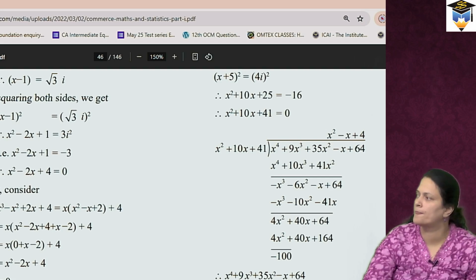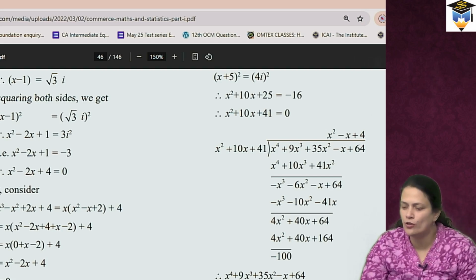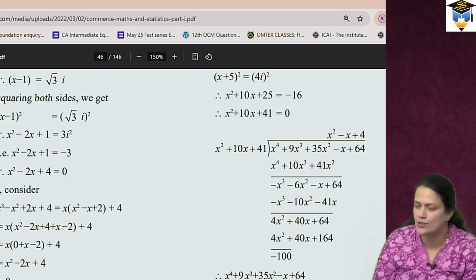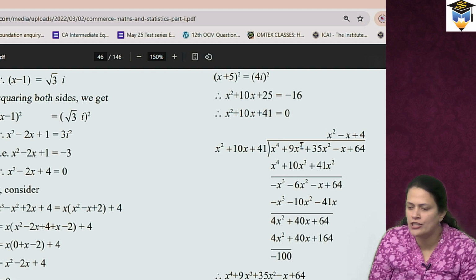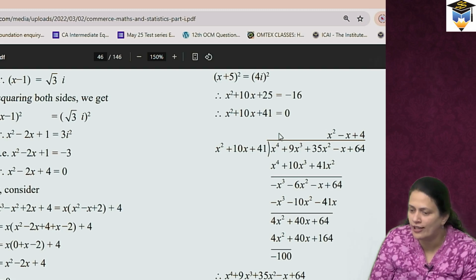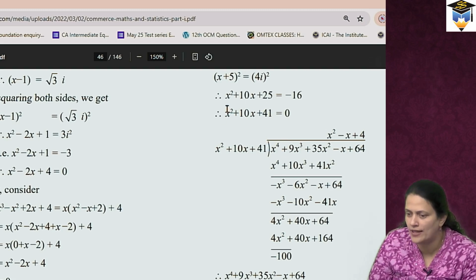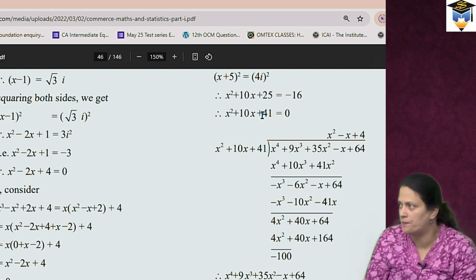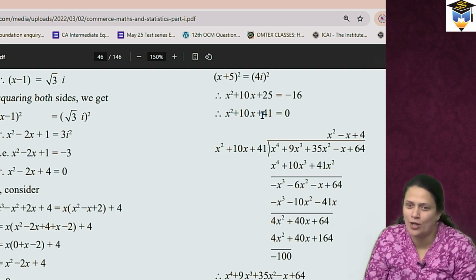Okay. So now as you can see over here, the original polynomial was given to us as this, because we have to find out the value of this polynomial. So now what we are going to do is divide this big polynomial by this quadratic equation, x square plus 10x plus 41.